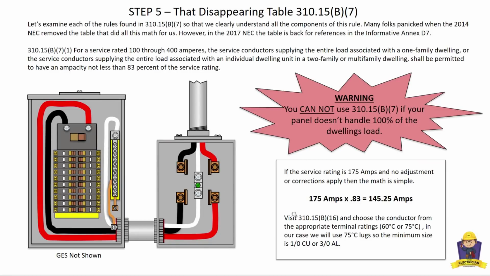So let's look at this graphic. And this graphic, again, we're going to do the rules here in 310.15(B)(7). We clearly understand the components of the rule. Many folks panicked when they removed that 2014 table. But again, don't worry, the table's back there again in Informative Annex D7.